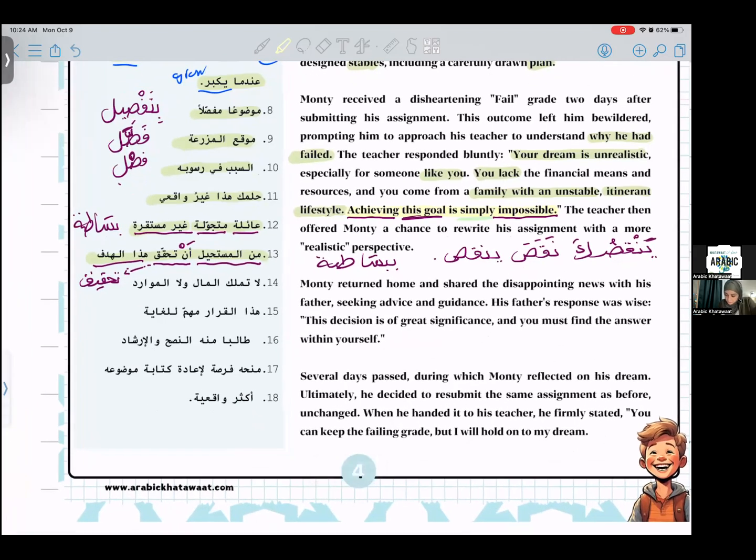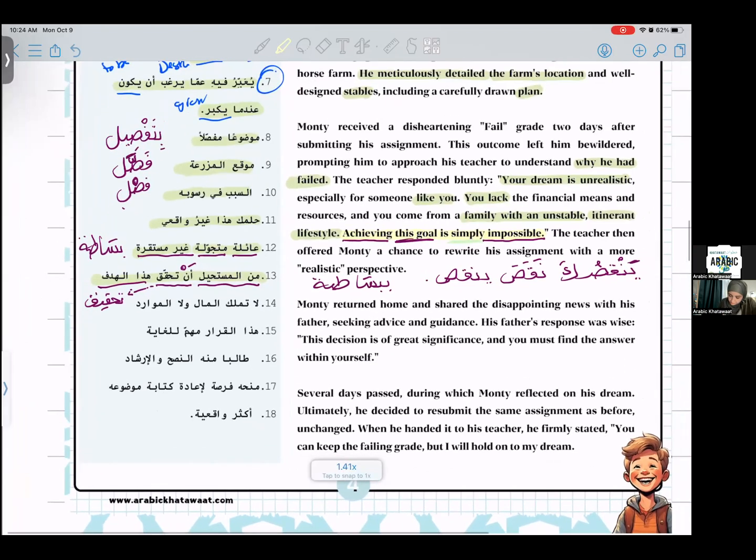Monty returned home and shared the disappointing news with his father. Oh, we did actually say, here we found لا تملك المال والموارد. Okay, here we go. You don't own, you lack the financial means and resources. This is 14. Now I go to 15. هذا القرار مهم للغاية. Where is هذا القرار?